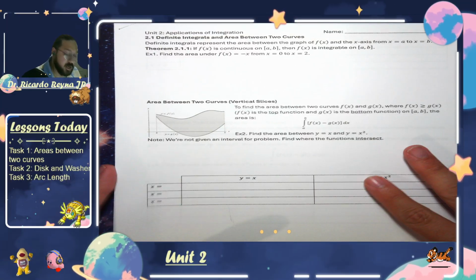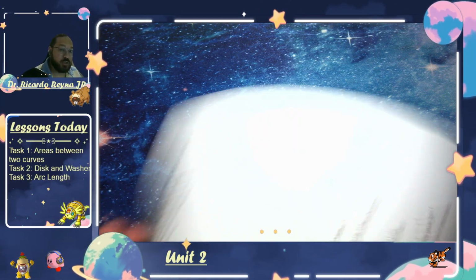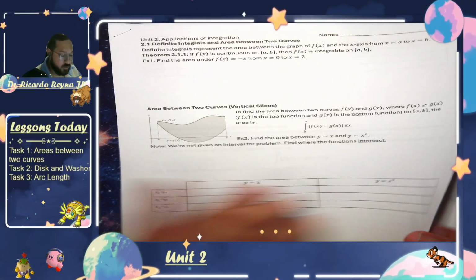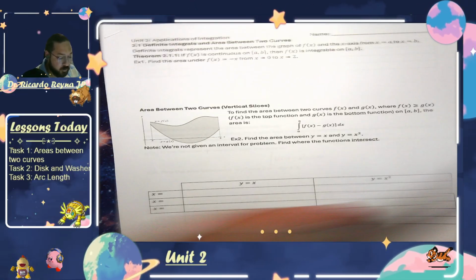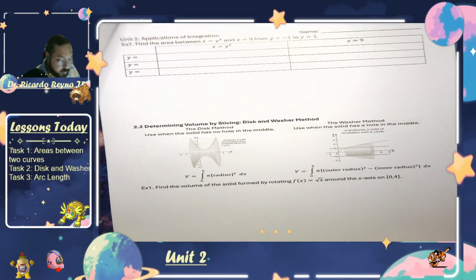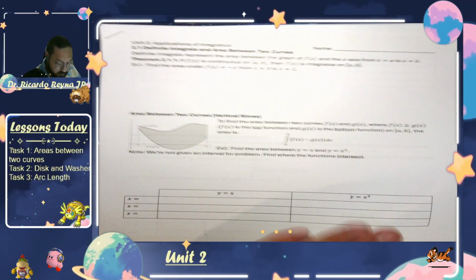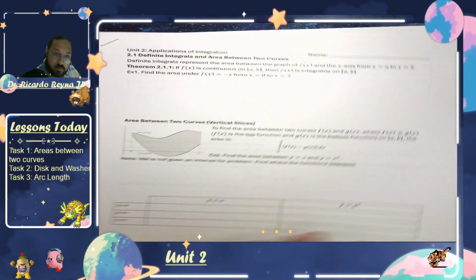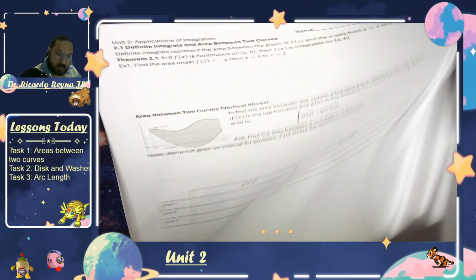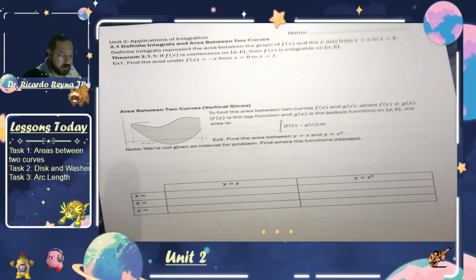So for today, hopefully you've printed out this Unit 2 packet, and we're only going to go up to 2.3. We're going to talk about 2.1, 2.2, and then 2.3. If you can't print out this packet, or if you're taking paper notes, just be prepared to take about 6 pages, the first 6 pages of this.